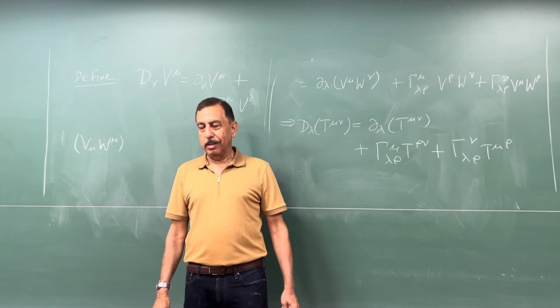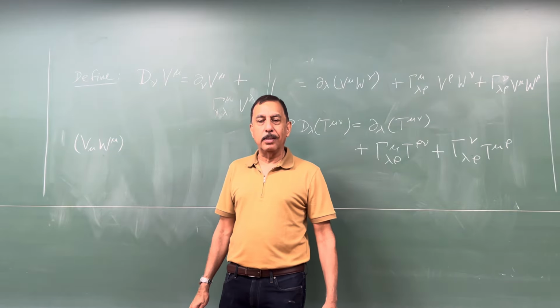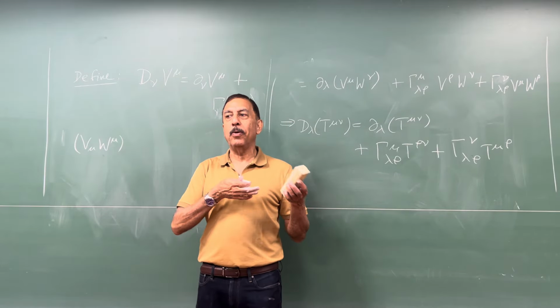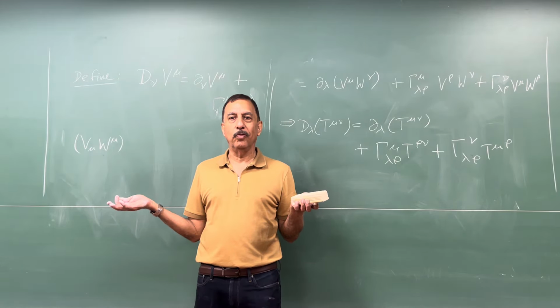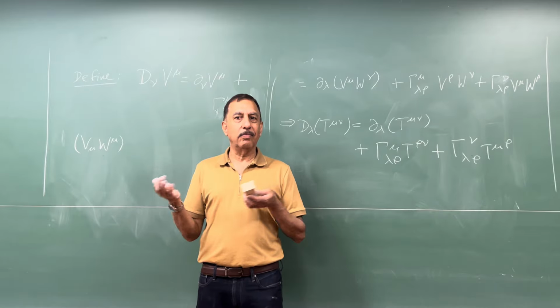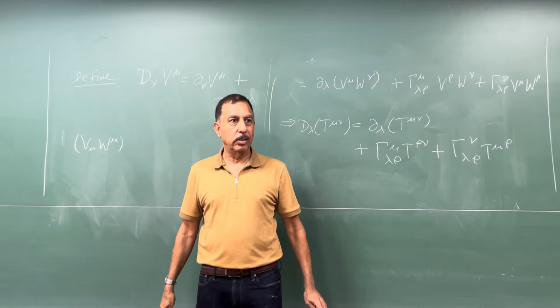Yes, good. One answer is that if it's constant in one coordinate system, it's constant in all, because it doesn't change. Phi prime of x prime is phi of x. That's the rule for a scalar. So if it's constant in one, it's constant in all. That's already a good thing.